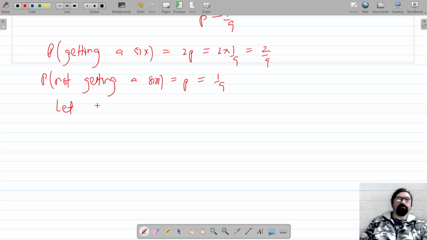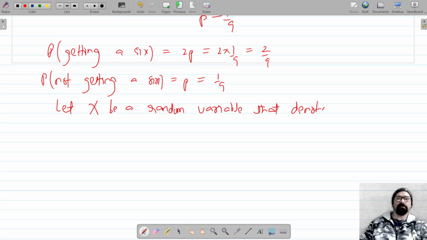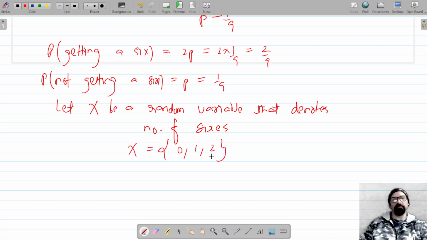and we have to find the probability distribution of the number of sixes. So let X be a random variable that denotes the number of sixes. That means X can take the value 0, there could be no sixes, there could be one six, or there could be two sixes.